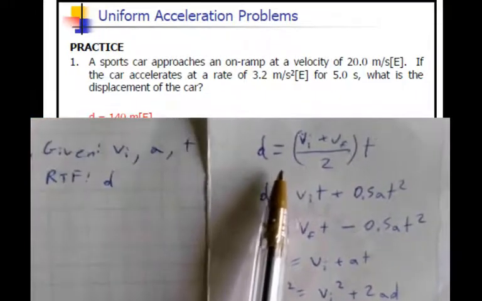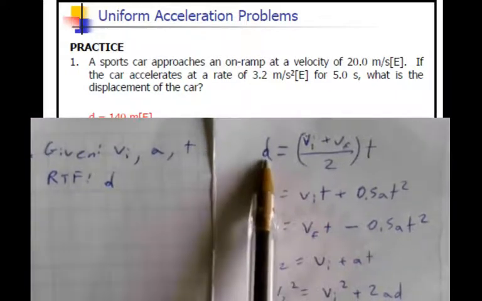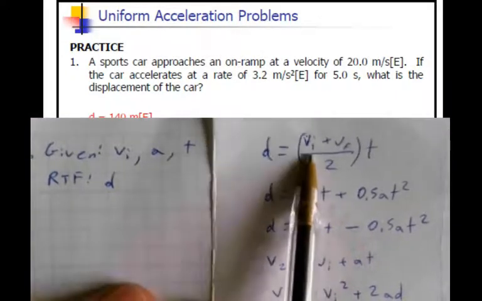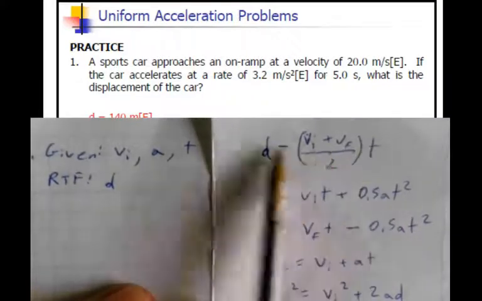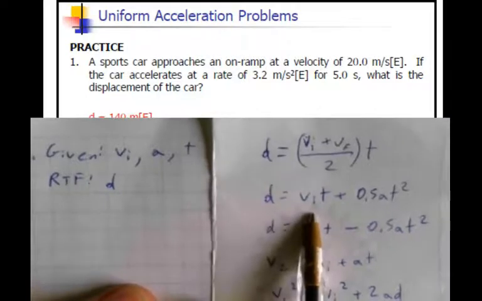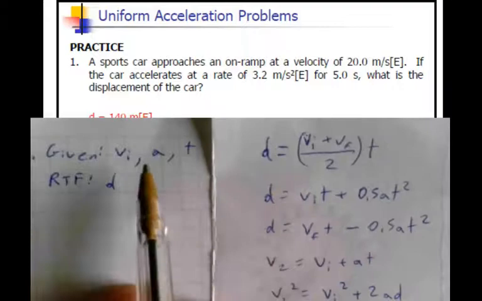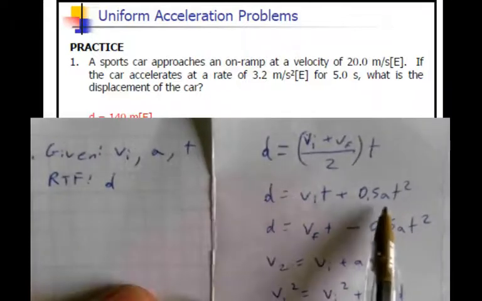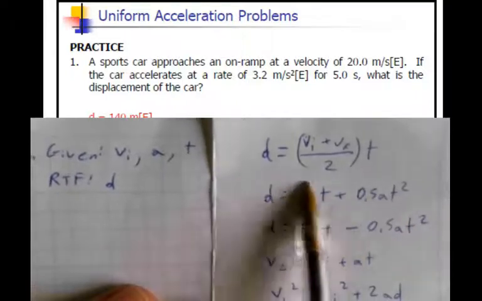Which one of these equations includes VI, A, T, and D? Well, here we have D, we have VI, we have VF, which we don't need, and we don't have any A. So we can't use equation 1. Here we have D, VI, T, and A. So we have the VI, the A, the T, and the D. So this is the equation we would use.